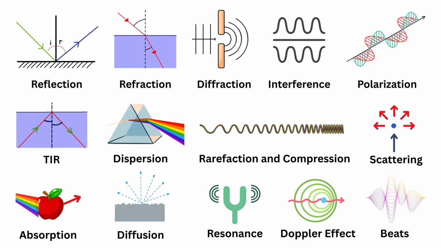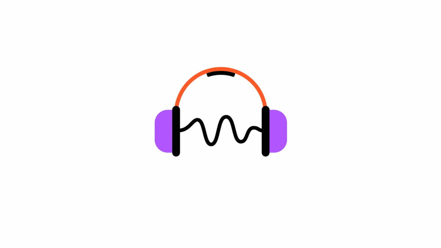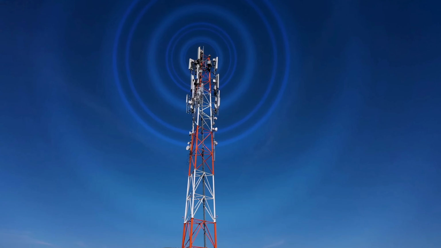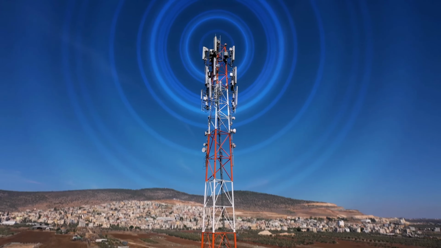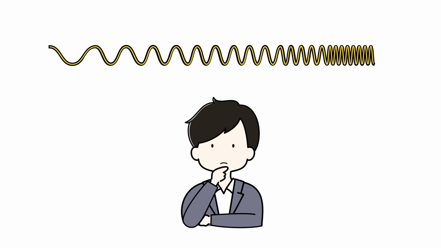Before I explain almost all of the possible wave phenomena, I think you might have heard that there are different kinds of waves all around us, like sound waves that let us hear, light waves that let us see, water waves that ripple across a pond, and even invisible waves like radio waves, microwaves, and even X-rays. But what exactly is a wave?